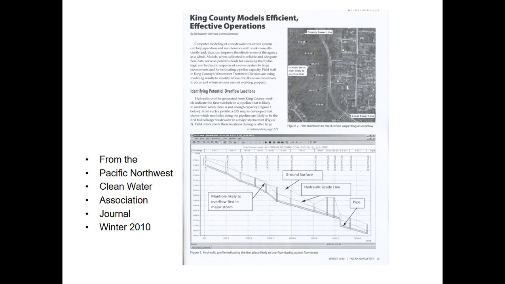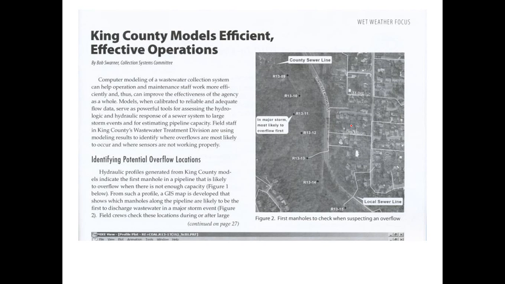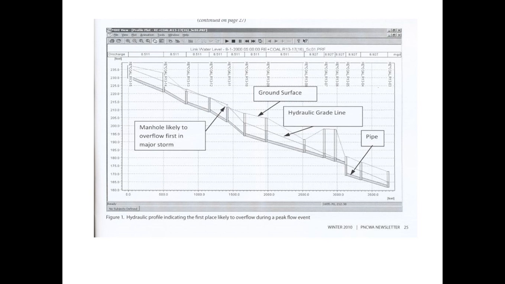Now this is an article from the Pacific Northwest Clean Water Association Journal, 8 years ago or so. And you can see how they're using this. Now they have some concerns here. They're mapping up a sewer system. Here's their map. They get like an aerial photo and put their manholes on here. And then they look at what happens with the flow if they have a big storm. This is a storm drain.